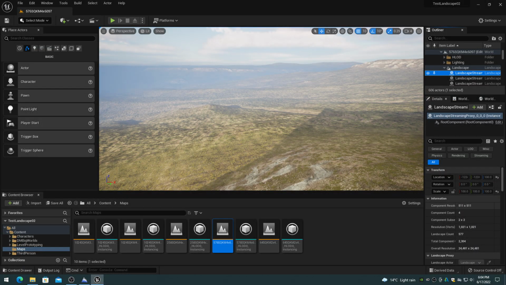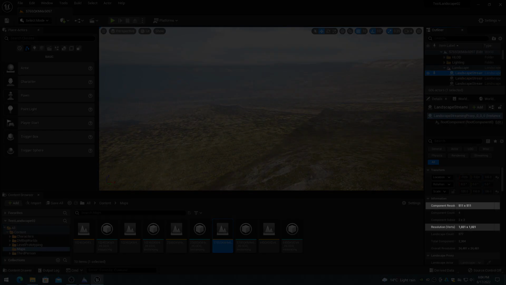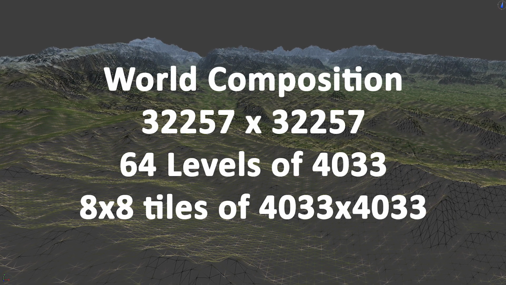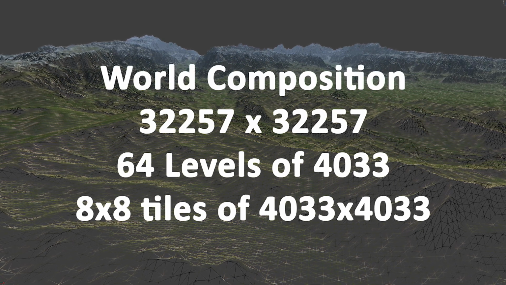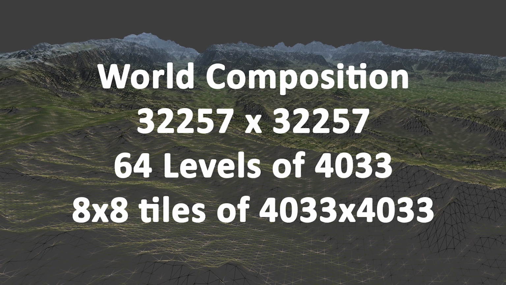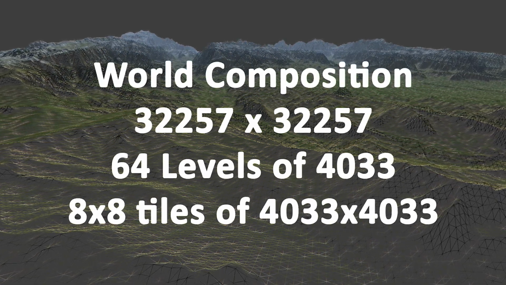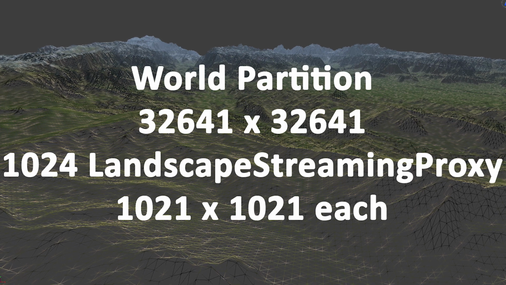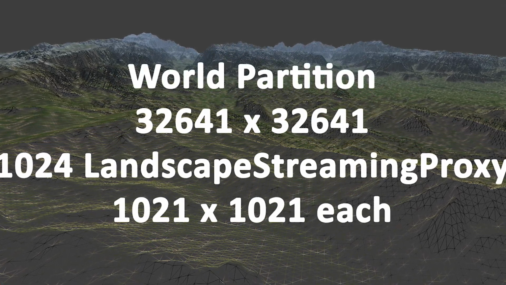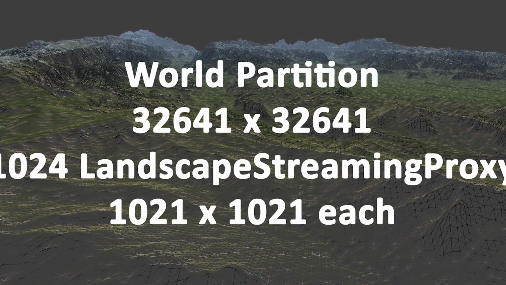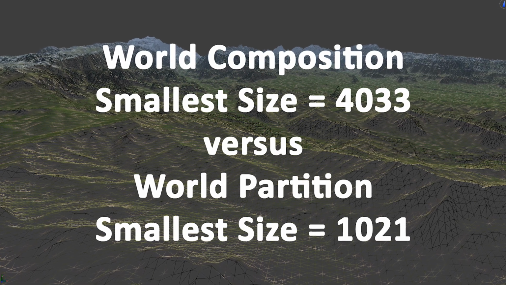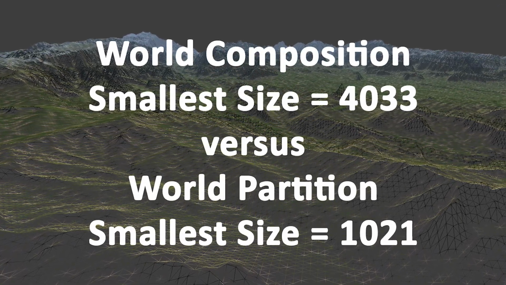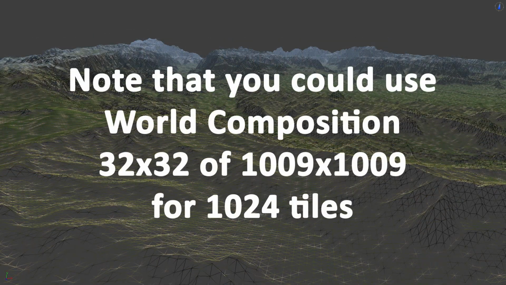World Partition cells are 511 by 511 components, with one landscape streaming proxy typically being a 1021 by 1021 section. A 32257 by 32257 World Composition landscape has 64 levels of 4033 by 4033 if the tile setup was 8x8 of 4033 by 4033. A 32641 by 32641 World Partition landscape has 1024 landscape streaming proxy actors of 1021 by 1021 each. So in this example, editing a scene on World Partition can load a section as small as 1/4 the size and probably 1/4 the memory requirement of World Composition.